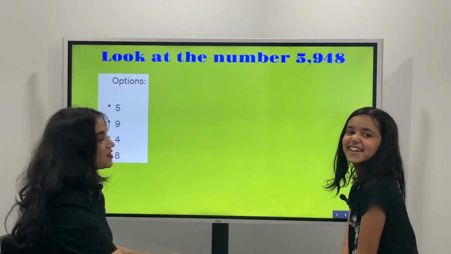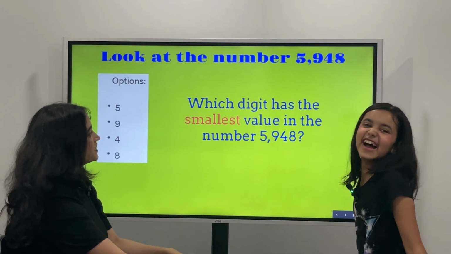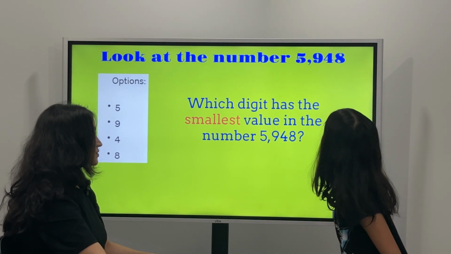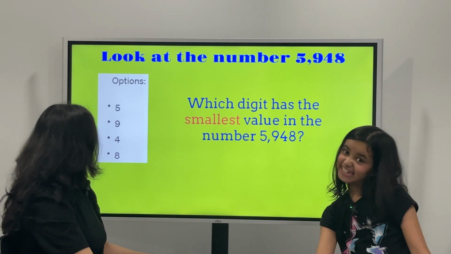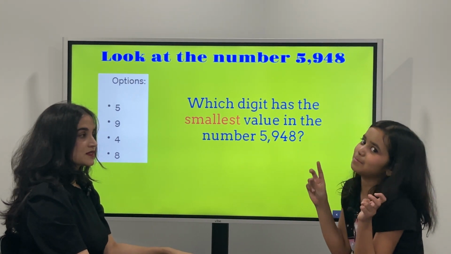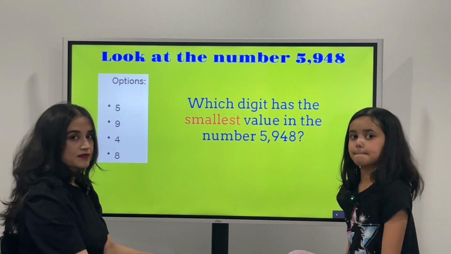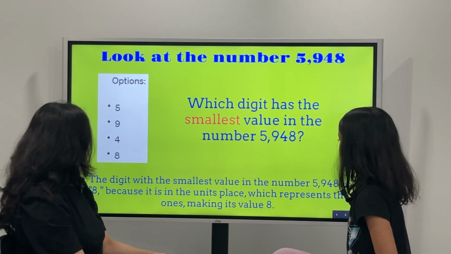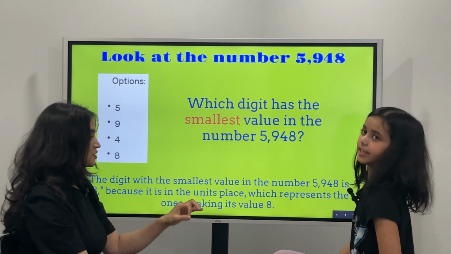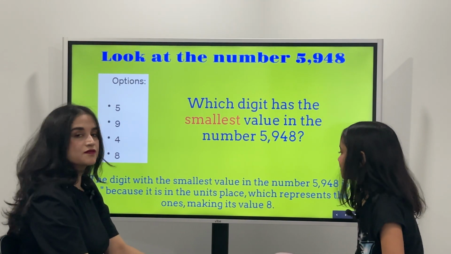Look at the new number, 5,948. Can you read the question, Lina? Which digit has the smallest value in the number? Smallest value. So which one? 8. And why do you think so? Because it's the smallest number here. It stayed in the ones place. So let's see the answer. 8, because it is in the ones place. Units means 1, which represents the ones, making its value 8.